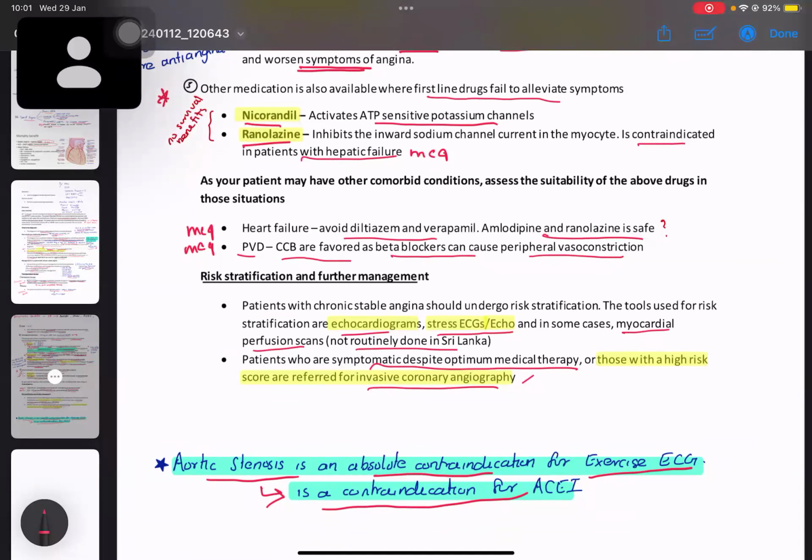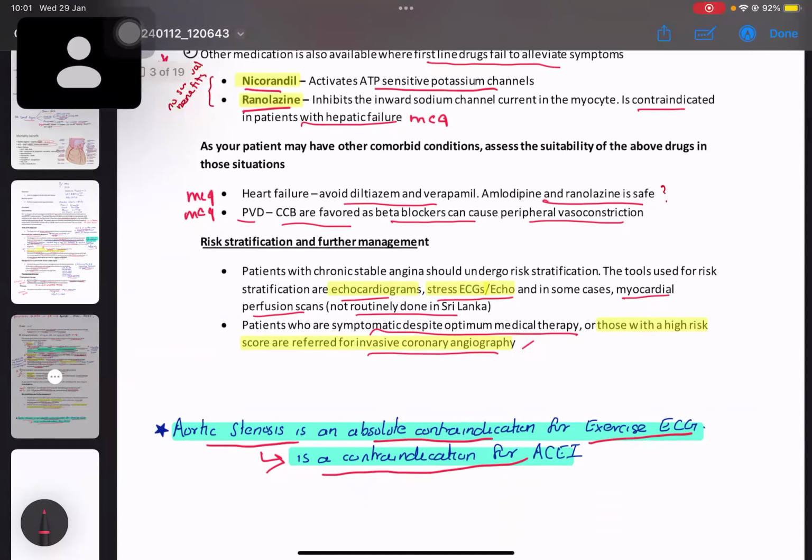As this patient is having hepatic failure, I won't give ranolazine, an analysis like that. And as your patient may have other comorbid conditions, always assess the suitability of the drugs. These are MCQ points. If your patient is having heart failure, you should avoid diltiazem and verapamil. Amlodipine and lercanidipine may be safe. And your patient might be having peripheral vascular disease. For that, calcium channel blockers are favored as beta blockers can cause peripheral vasoconstriction. So in those patients, you should avoid beta blockers and you can use calcium channel blockers.